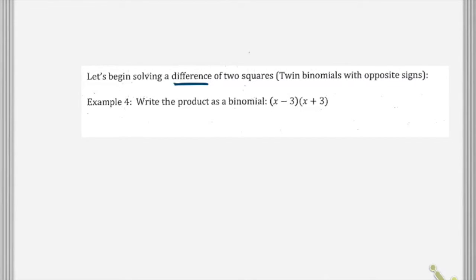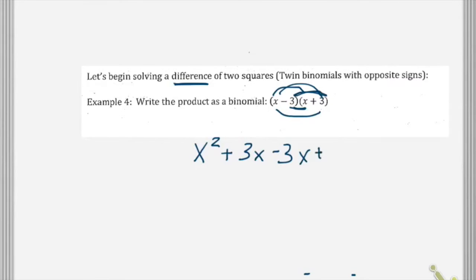If we expand it out and do our FOIL, then we would get x squared plus, that's our first term times first term, then outer, that would give us plus 3x. Our inner would give us minus 3x, and then the last term by last term would give us a negative 9. And so when we simplify, these outer and inner terms cancel each other, and we end up with x squared minus 9.